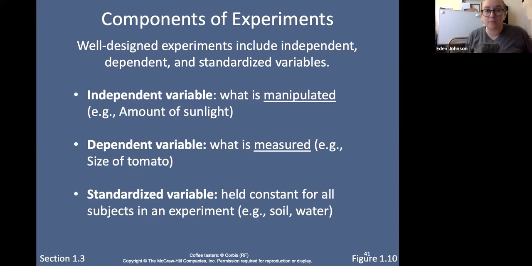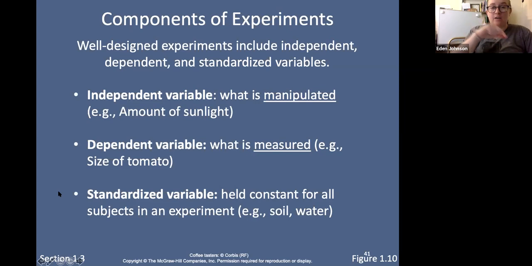That way, at the end of your experiment, if you see differences in between your experimental and your control groups, guess what? Because you controlled for everything, you can say, okay, the thing that changed the size of my tomato plants was definitely the amount of sunlight, okay? So holding your standardized variables the same.